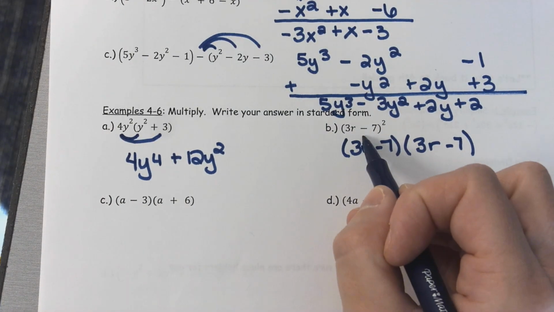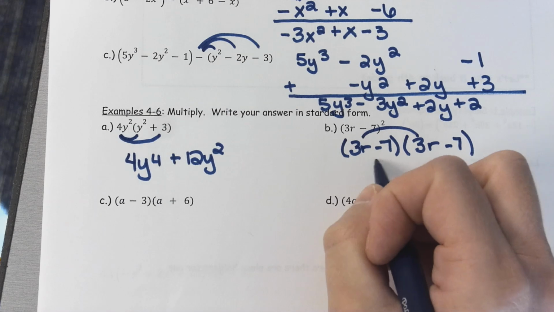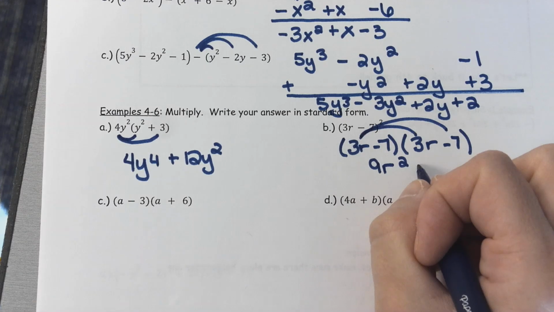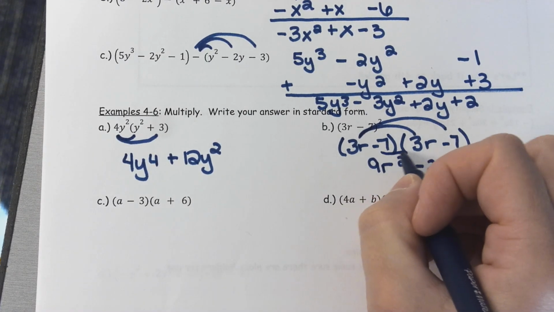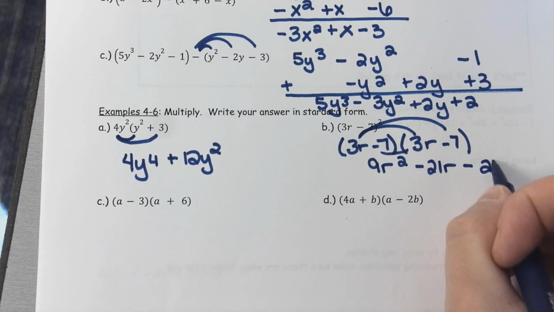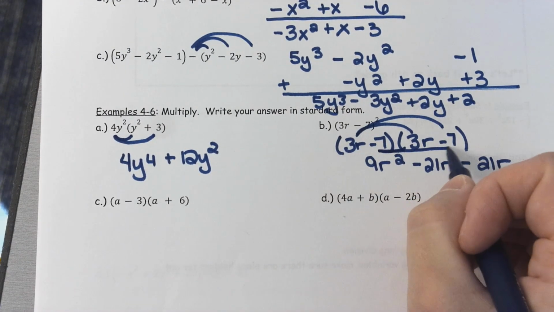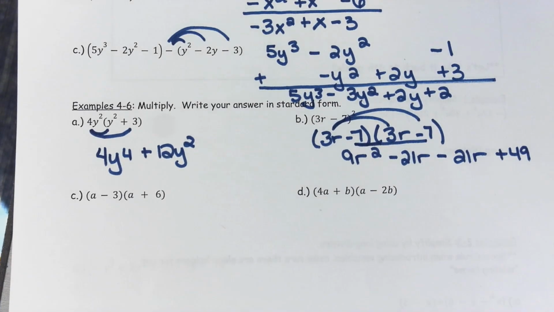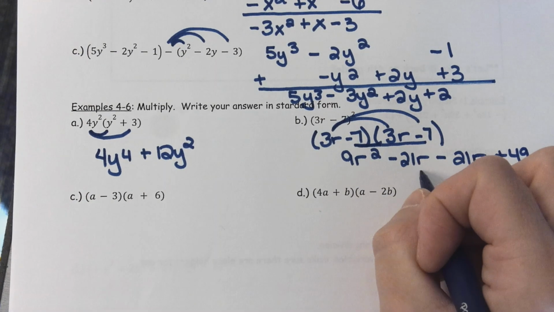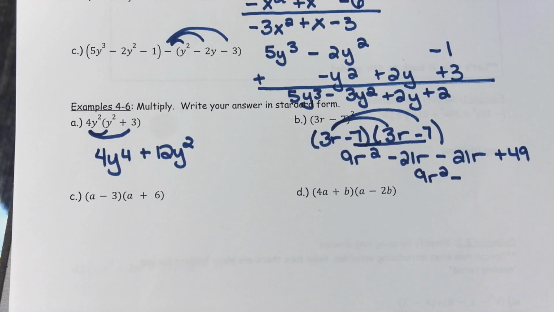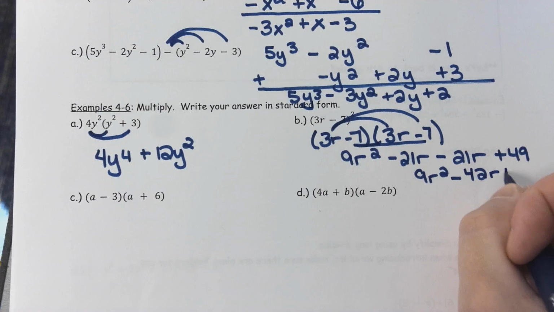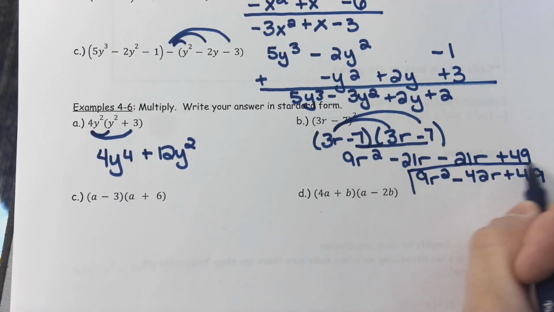So let's FOIL. 3r times 3r gives me 9r squared. 3r times -7. Yeah. -7 times 3r. -21r. Yeah. And -7 times -7? 49. And so typically when you multiply in this order, your like terms will be there in the middle together. So I've got 9r squared minus what? If I combine like terms, yeah, minus 42r plus 49. So that'd be my final answer.